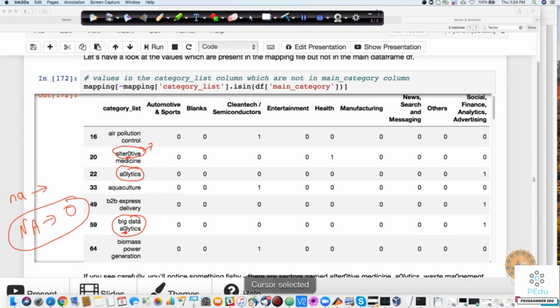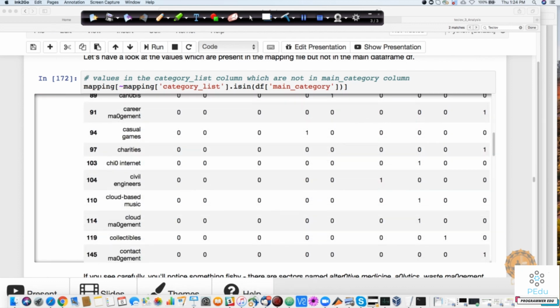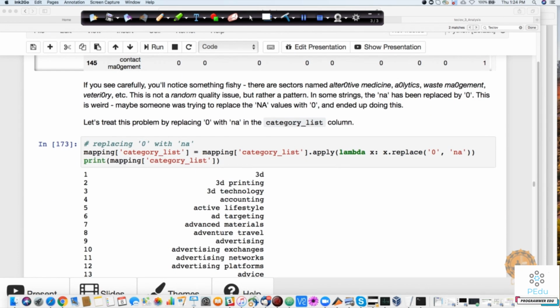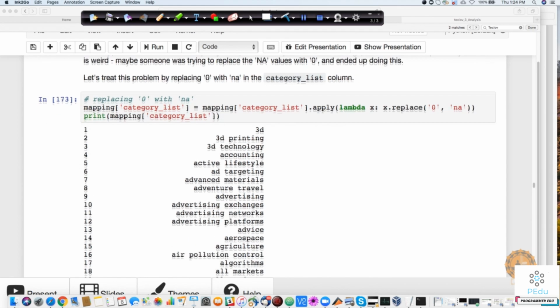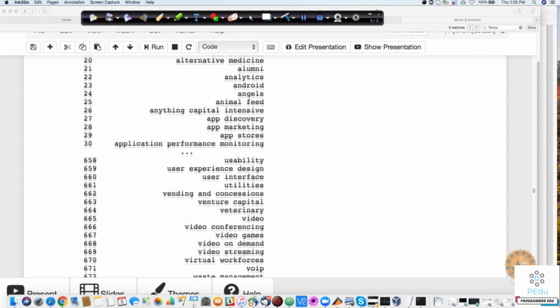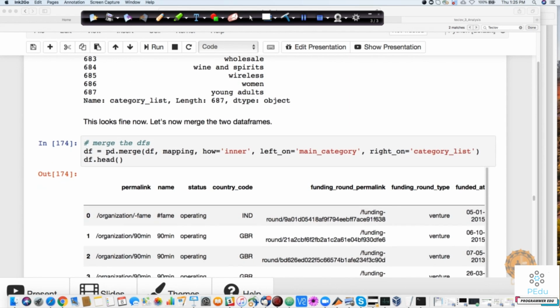So what we are going to do in order to fix this, let's come down, and what we are going to do is replace any 0 with NA, right? So now after that, if we look at this data, everything looks cool, no issue. So we can see that after we have done all this analysis.